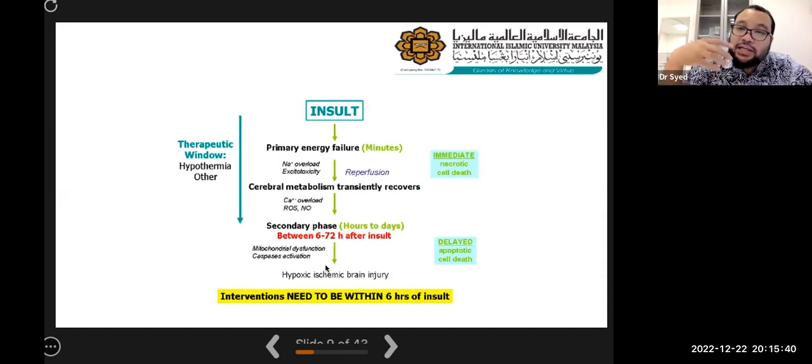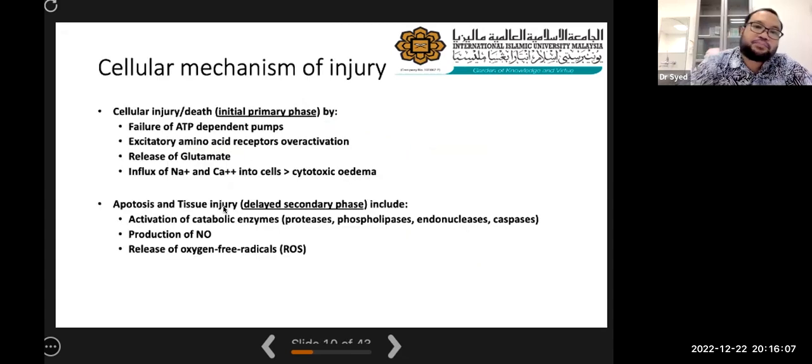So bila kita nak start treatment, kita kena start before 6 hours. The treatment should be initiated before 6 hours. Sebab kalau kita start after 6 hours, the secondary phase has already set in. The mitochondrial dysfunction has already set in. So kita nak buat treatment, it should be before 6 hours. So apa treatment dia? Among the treatment is hypothermia lah. So we'll talk about hypothermia in a bit.